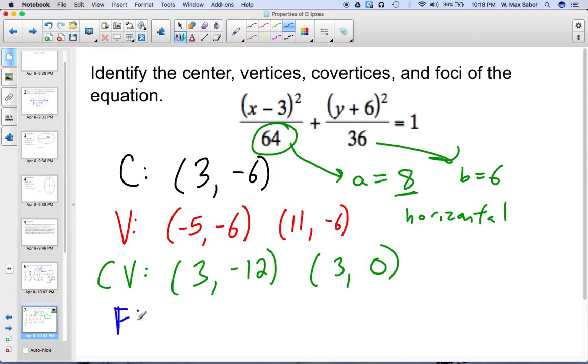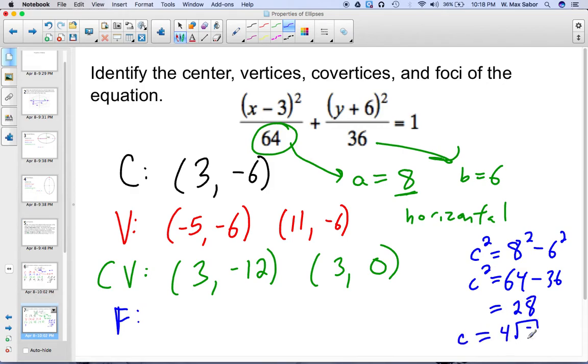For the foci, I have to find what c squared is, a squared minus b squared. So this is 64 minus 36 is 28. So c equals 4 square root of 7. So along the direction that's horizontal, I am changing by plus or minus 4 square roots of, I'm sorry, I did that wrong. 2 square roots of 7.